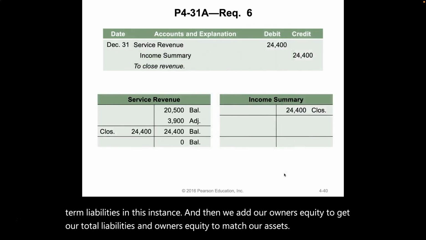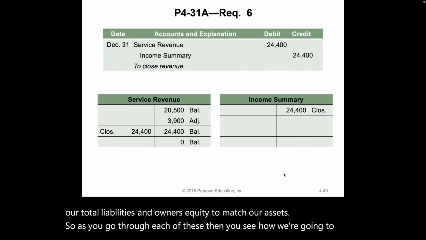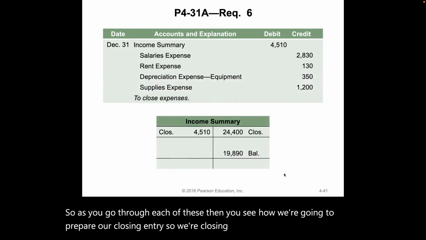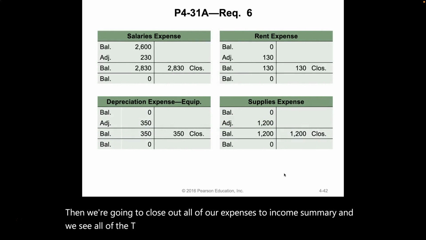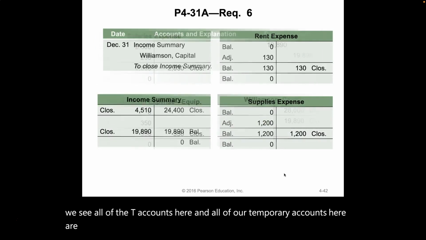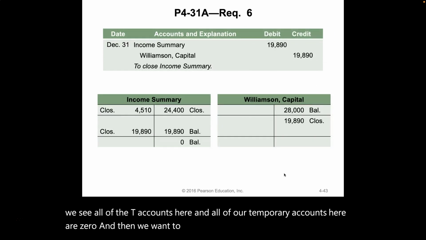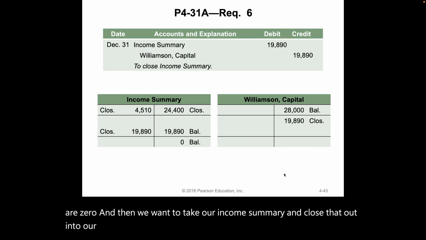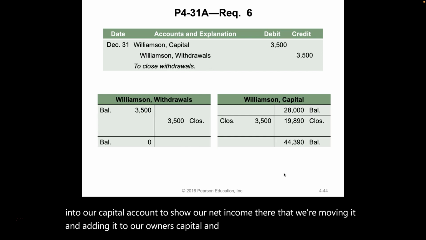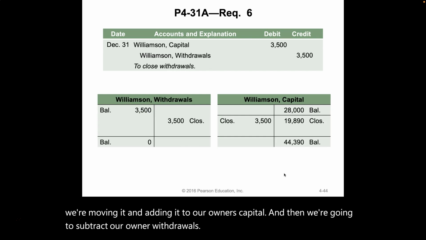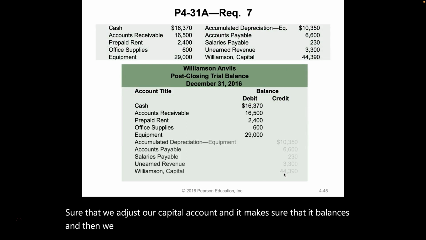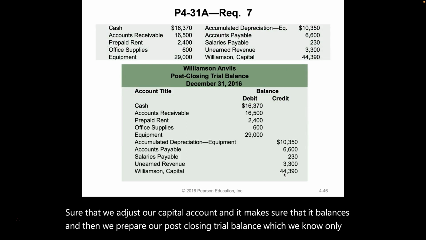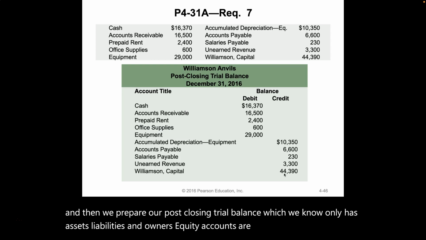As you go through each of these, you see how we prepare our closing entries. We're closing out revenue to income summary. Then we close out all of our expenses to income summary. We see all of the T accounts here, and all of our temporary accounts are 0. Then we take our income summary and close it into our capital account to show our net income there, adding it to owner's capital. Then we subtract our owner withdrawals to make sure we adjust our capital account and that it balances. And then we prepare our post-closing trial balance, which only has assets, liabilities, and owner's equity accounts, the permanent accounts.